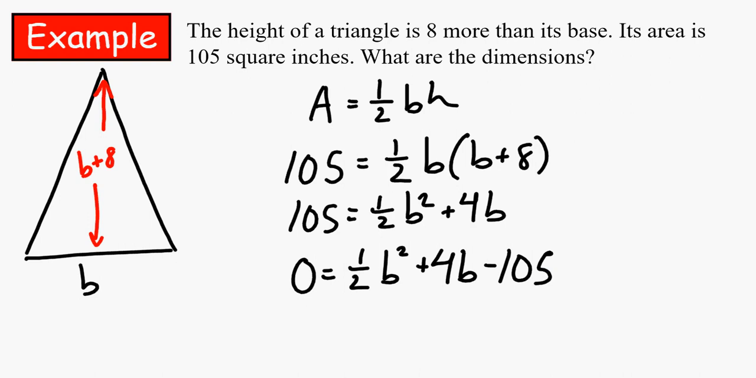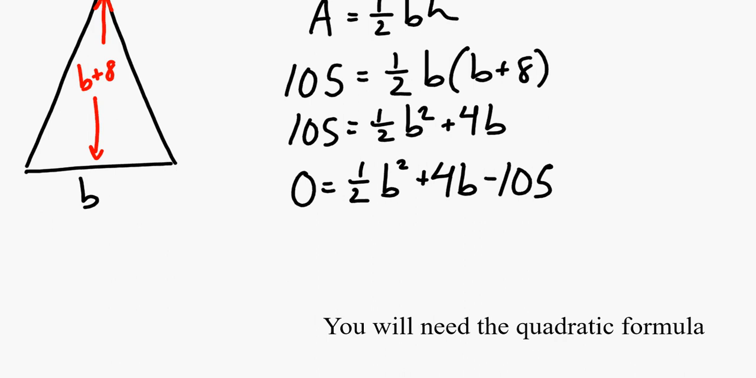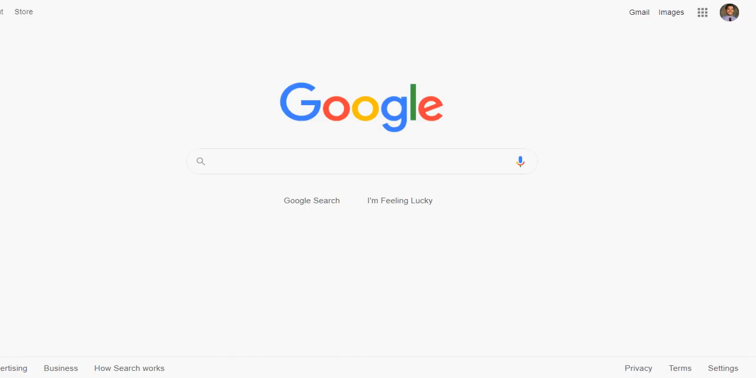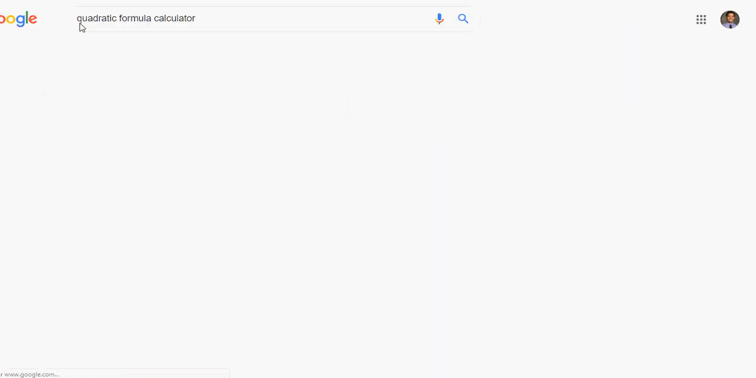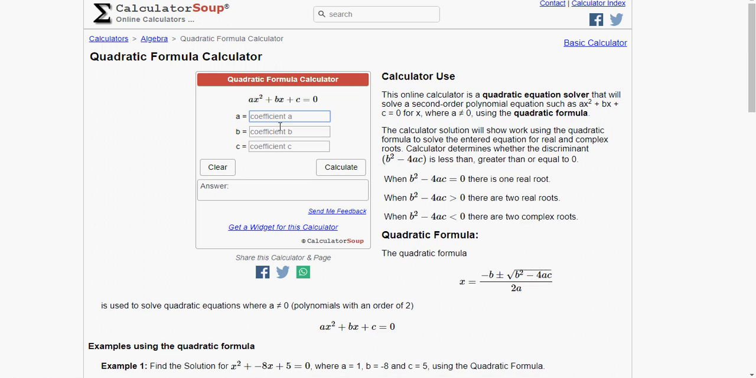And because I have a quadratic, there's 2 things I could try. I could try factoring, but factoring is going to be tough, especially with this 1/2. So I'm going to use the quadratic formula. So let's try it. You can either go to your calculator and use the quadratic formula program, or I'm just going to Google quadratic formula calculator, the very first option, and then I'm going to run it. A is 1/2, so 0.5. B is 4. C is negative 105. It's right there. And then I run it.